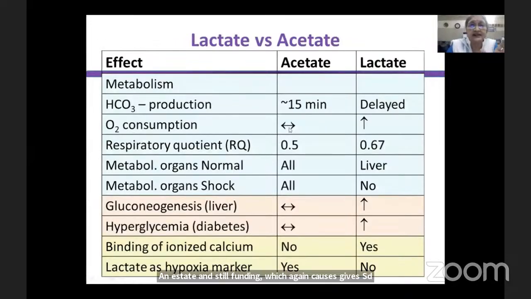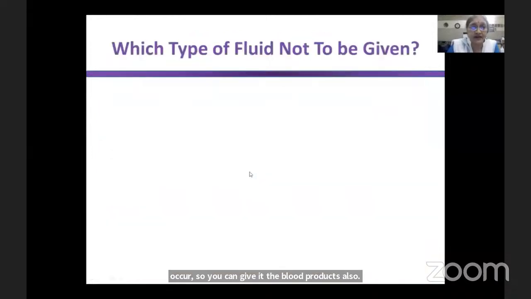Now, acetate has some advantages. Bicarbonate production will be faster, and oxygen consumption and respiratory quotient will be less. It can be metabolized by all tissues, even in shock. It doesn't cause gluconeogenesis, so there is no hyperglycemia, and binding to calcium doesn't occur, so you can give it with blood products also, and lactate can be used as a hypoxia marker.